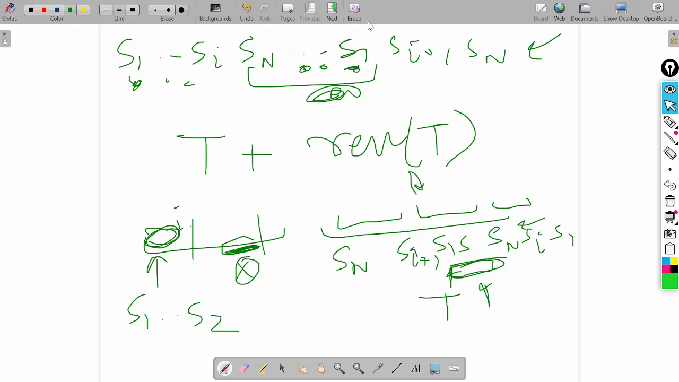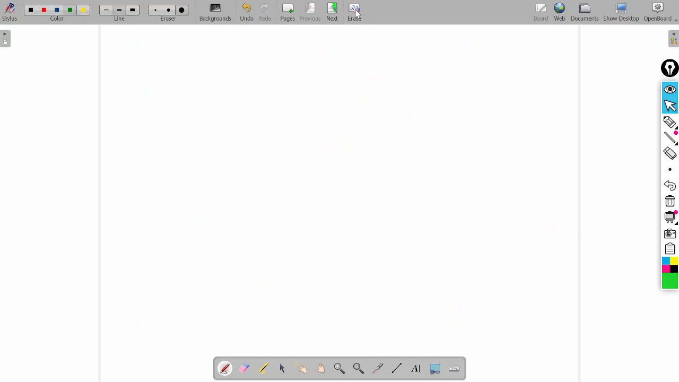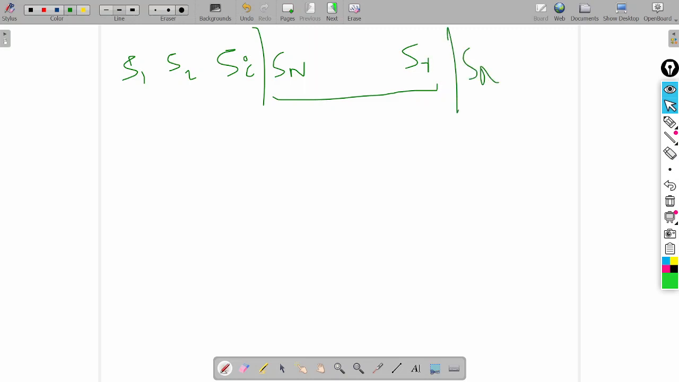I have said we have to make two comparisons. For the first comparison, we have to check s1, s2 up to si. If we are fixing this i, then the next n characters are going to be our string s reversed, sn to s1, and then the last part is si plus 1 to sn.